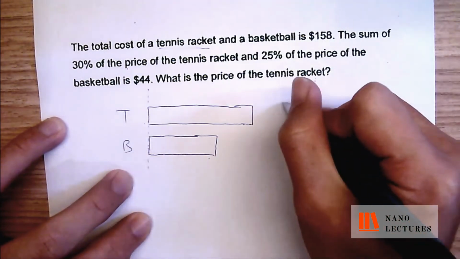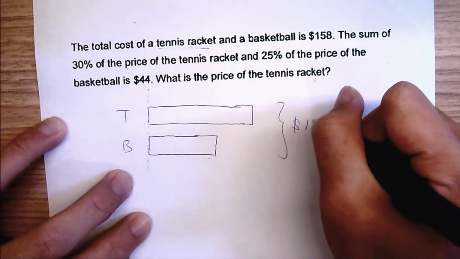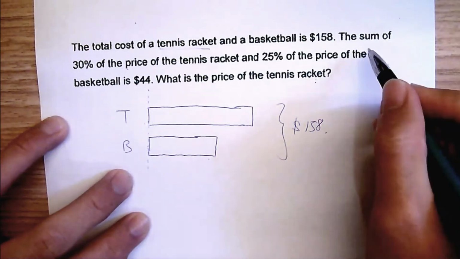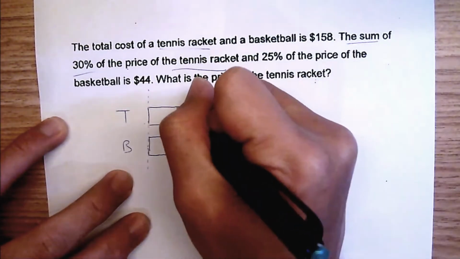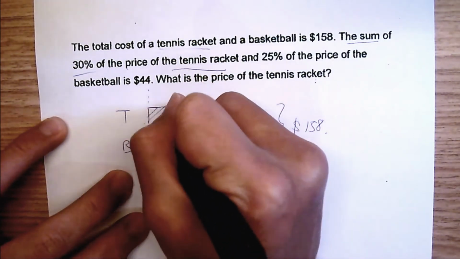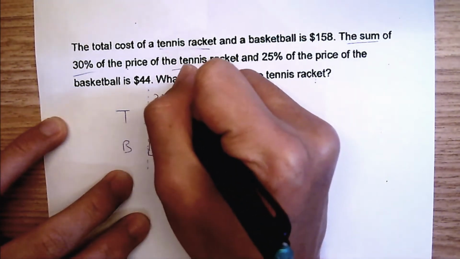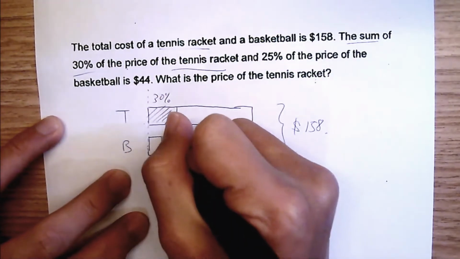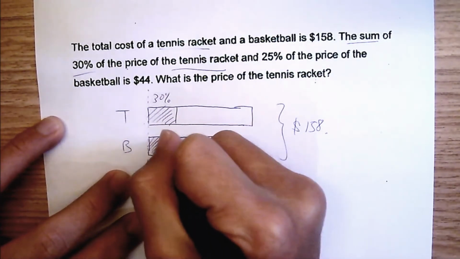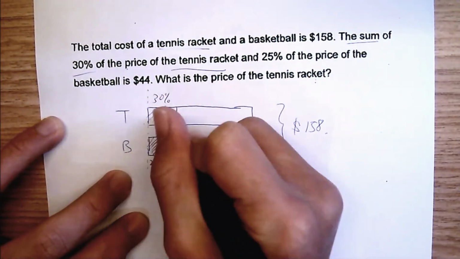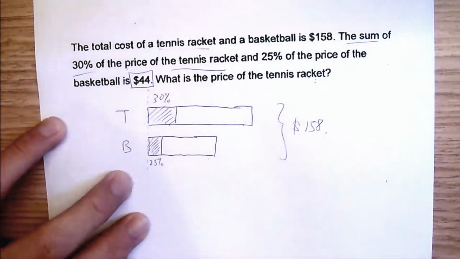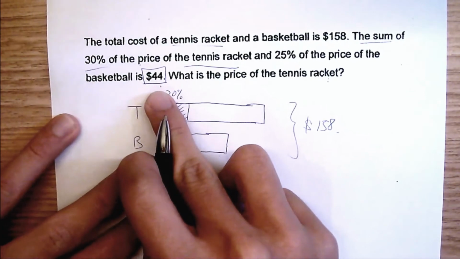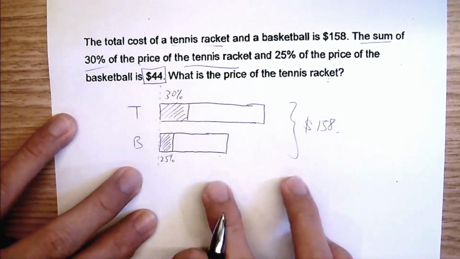Now, they say the total right now is $158. They said the sum of 30% of the tennis racket, okay, see, 30% of tennis racket maybe is around this much, and 25% of this. These two add up together will be $44. So right now I'm going to use the logic method that I taught you all previously.